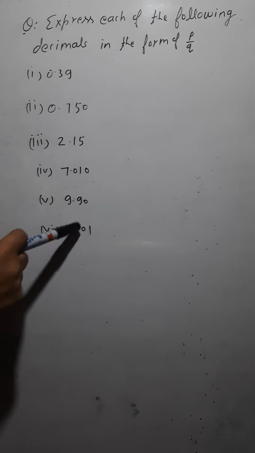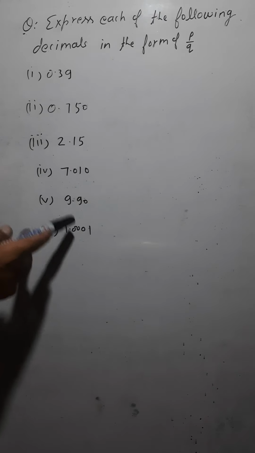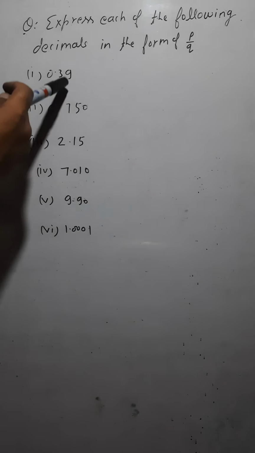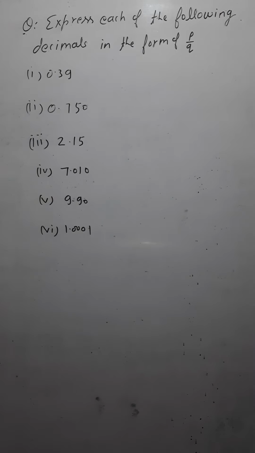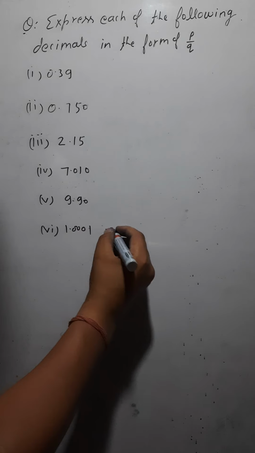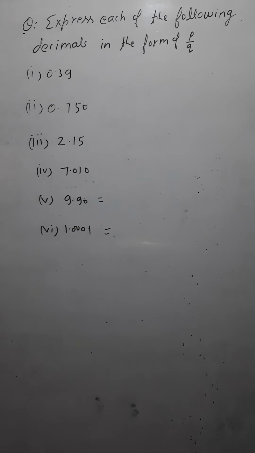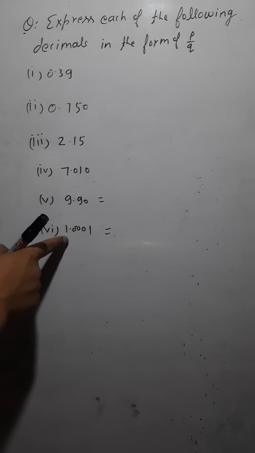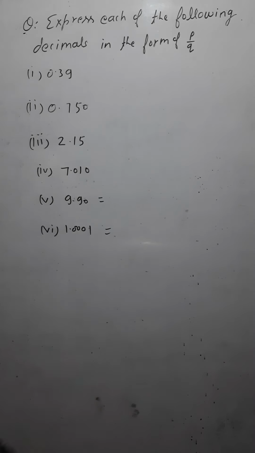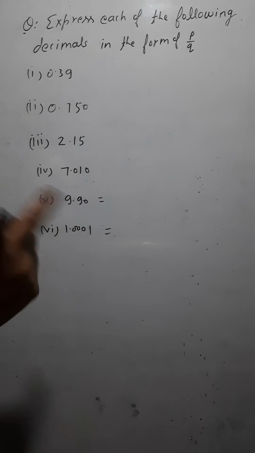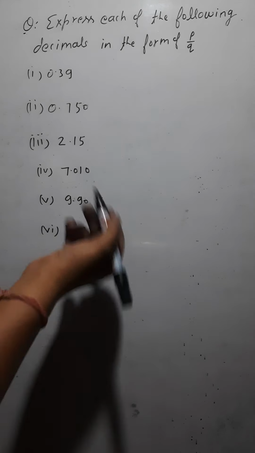These are all terminating decimals, isn't it? They all terminate somewhere. So you have to express all these terminating decimals in the form of p by q. I will tell you only this one and this one; the rest of the questions you will do on your own. Now, for writing the given decimal in the form of p by q, you check how many digits are there after the decimal.